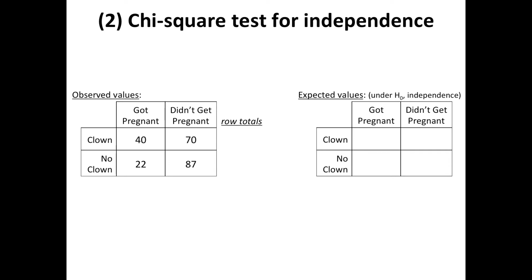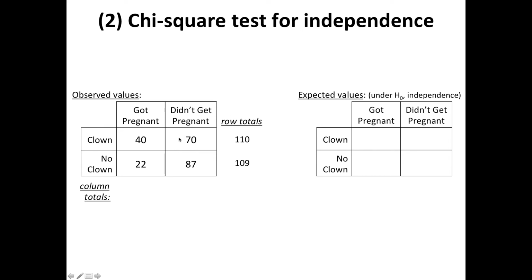So the chi-square test for independence here. Here's how we do this. We take our observed values. We're going to produce expected values based on our observed values. To do this, we start by calculating row totals. So we add 40 plus 70 to get 110. That means there are 110 women who had a clown come in and try to make them laugh right after embryo transfer. And we do the same thing in the no clown row. 22 plus 87 is 109. I don't know if you can hear that, but my baby's crying. Sorry.